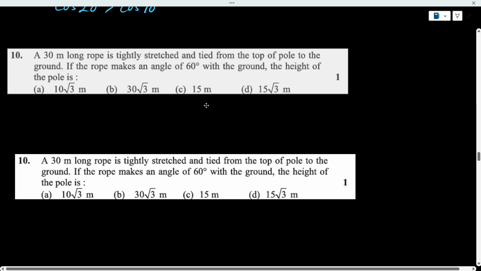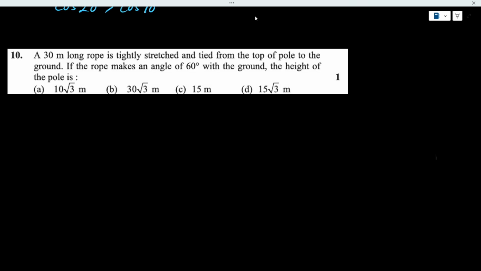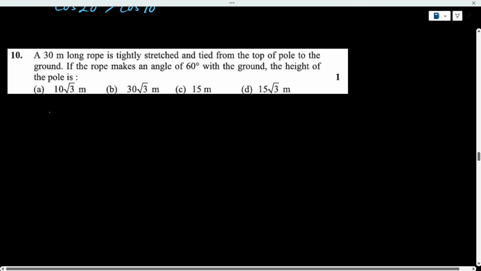So you will see 1, 2 questions from each of the chapter, right? So here, what is there in question number 10? This is your application of trigonometry chapter. What are they asking here? A 30-meter long rope is tightly stretched and tied from the top of the pole to the ground, right?